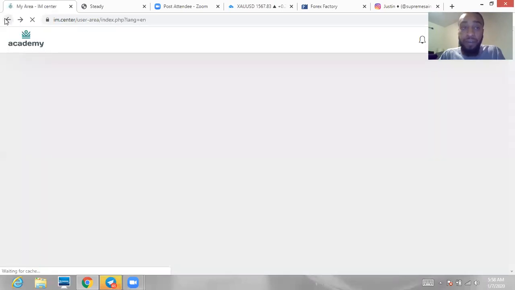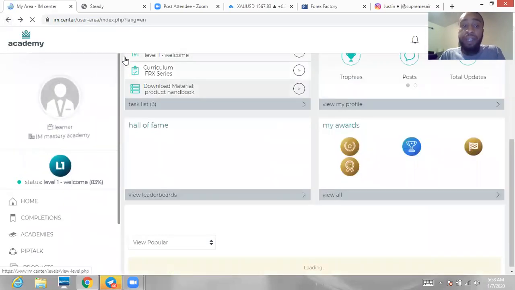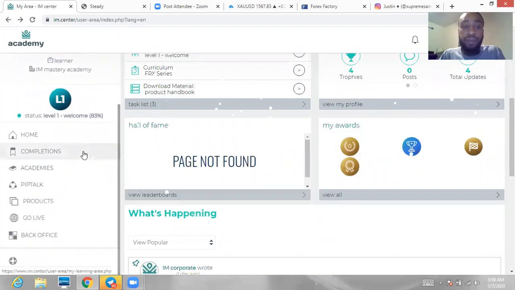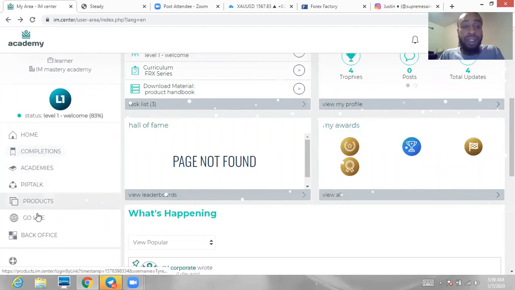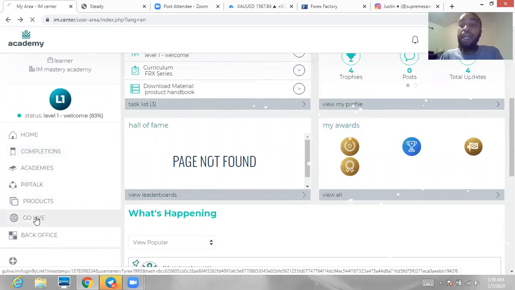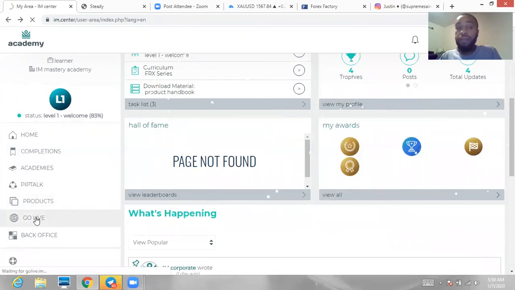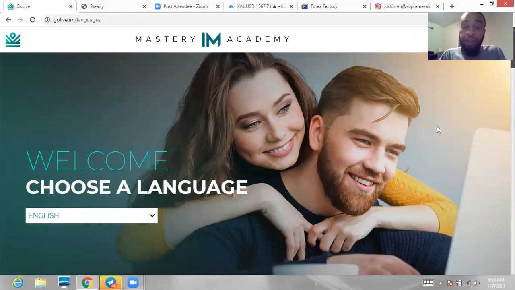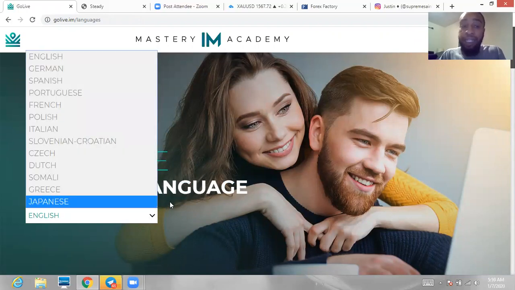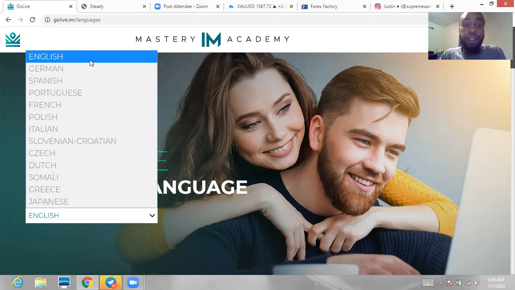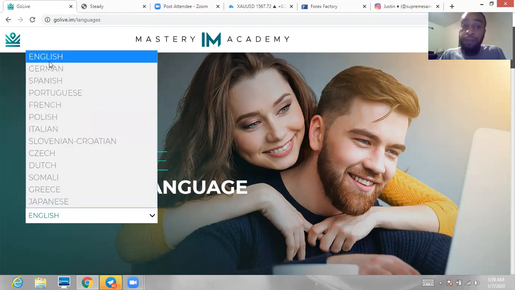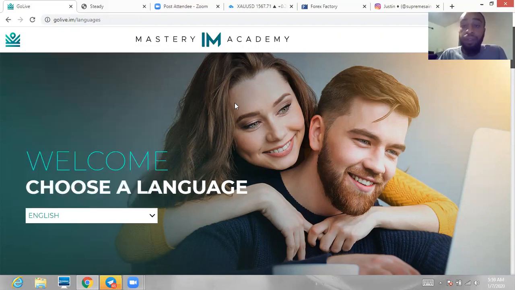Now, if you don't know what Go Live is, same concept, go access my IM.Center video on how to use it. You go back to IM.Center, and then now you would click on Go Live. Now, whenever you click on Go Live, it is also going to bring up another website. Now, for anybody that is bilingual and speaks multiple languages, as you see here, there are multiple languages on Go Live. Even if you just want to practice another language, go for it.